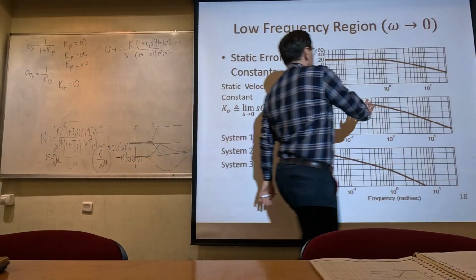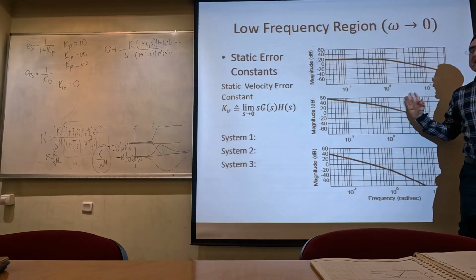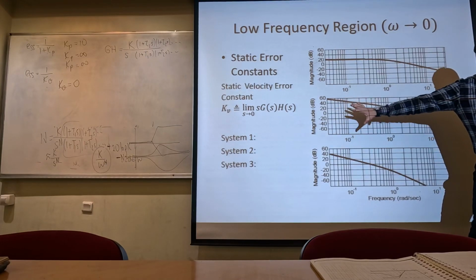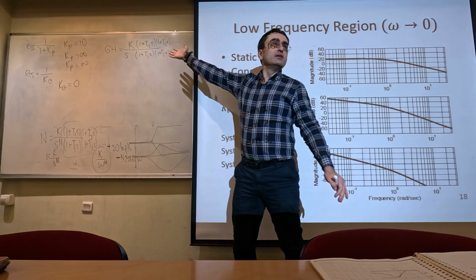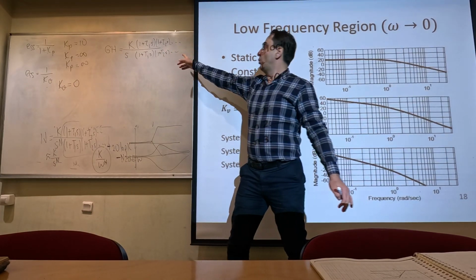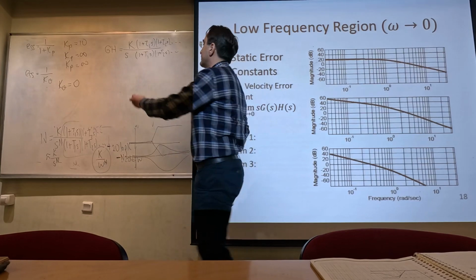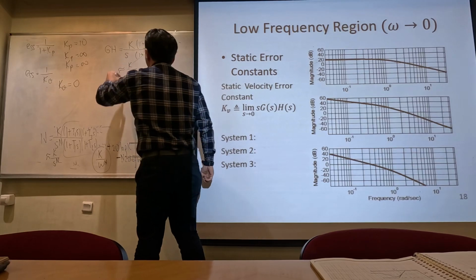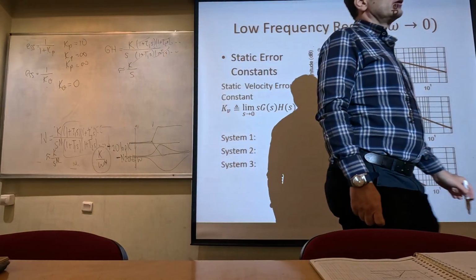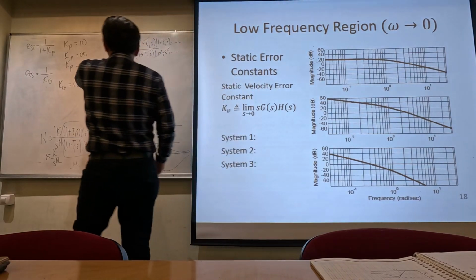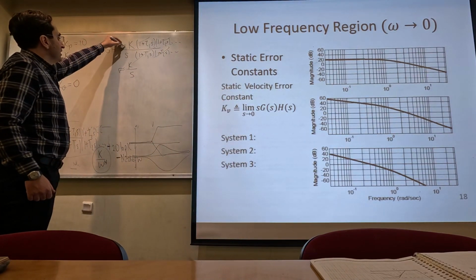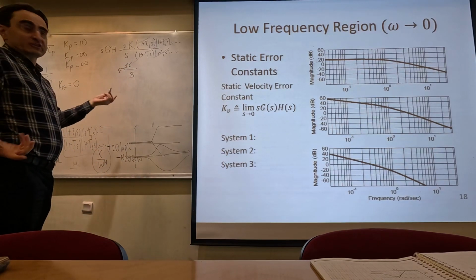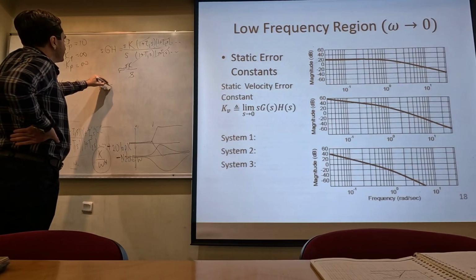At low frequencies, if I go below any of the corner frequencies here, into this region, which terms can I approximate as 1? All of these terms are 1 at low frequencies. So this transfer function is approximately K over s at low frequencies. And when I take the limit of s times this thing, what should I get? Just K, right? So here, Kv is equal to K.